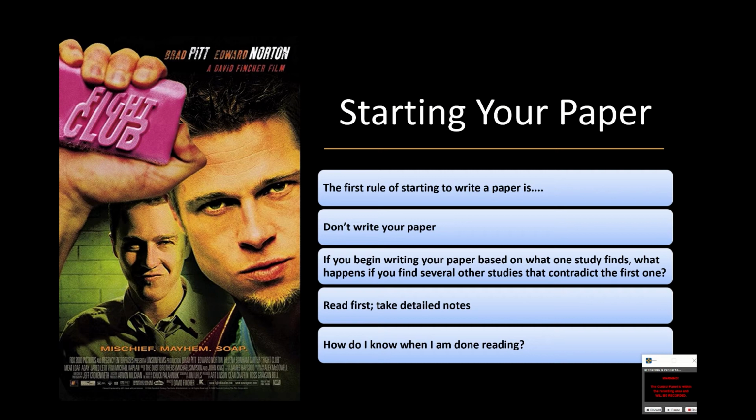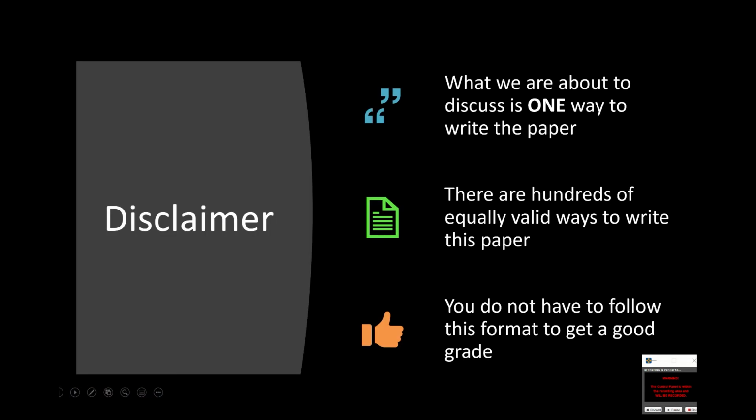So basically, you've written something that is totally in contrast with other literature that's maybe more valid or more recent. So now you're going to have to rewrite your entire paper. I'm going to talk about one way to write the paper, but what's really important to understand is that there are virtually hundreds of correct ways to write the paper. You don't have to follow my recommendations to get a good grade.